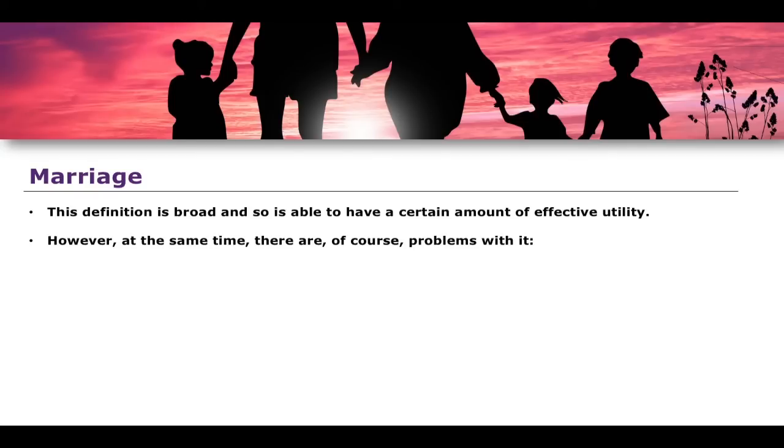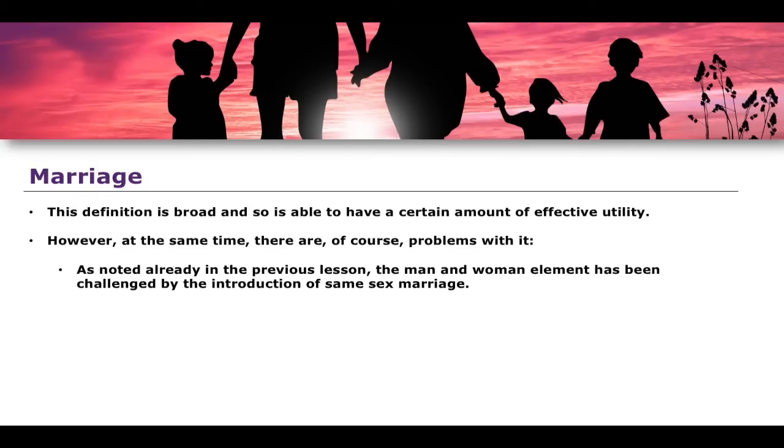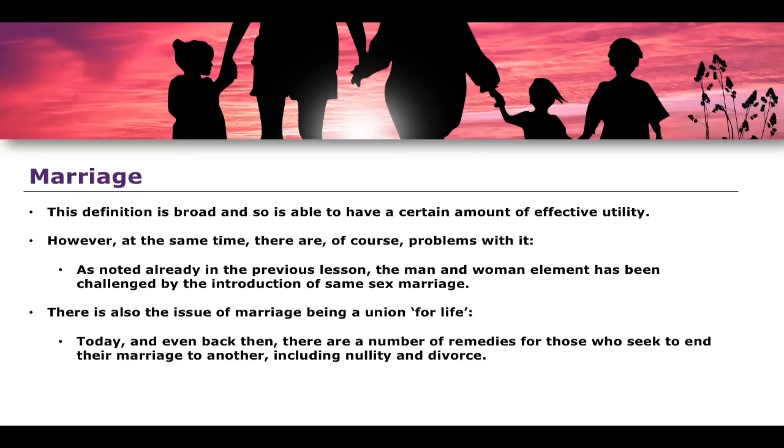So there are problems, of course, with this definition. As noted already in the previous lesson, the man and woman element has obviously been changed and challenged by the introduction of same-sex marriage, which we will get to in future lessons' time. There is also this issue of marriage being a union, quote, for life. Of course, today, and even back then in the 1800s, the idea of for life is a tricky one, given that there are a number of remedies which seek to end people's marriages, and getting a divorce these days is very, very easy compared to how it used to be.